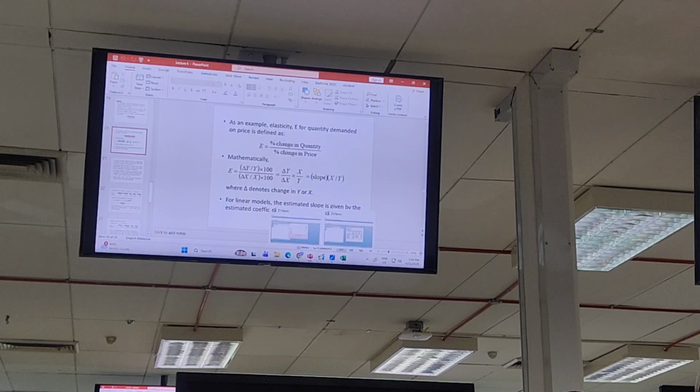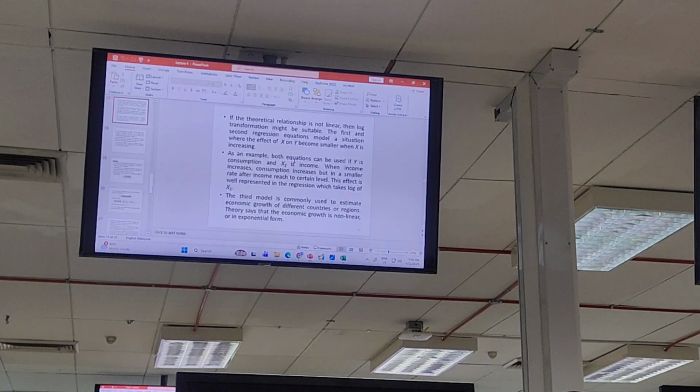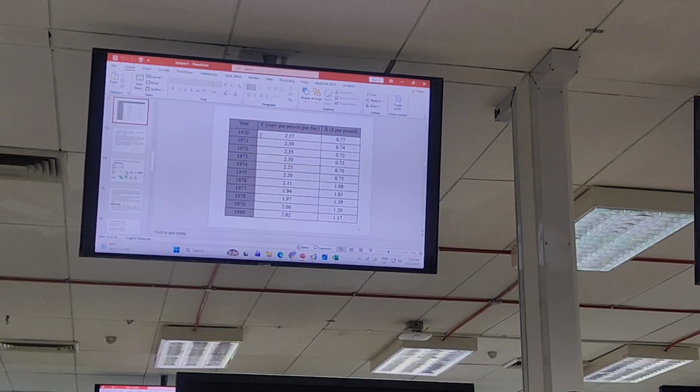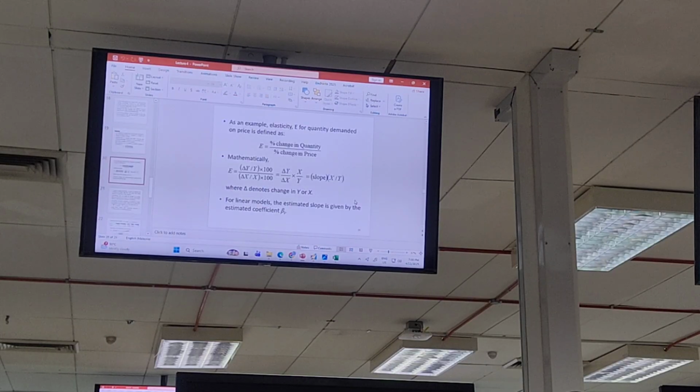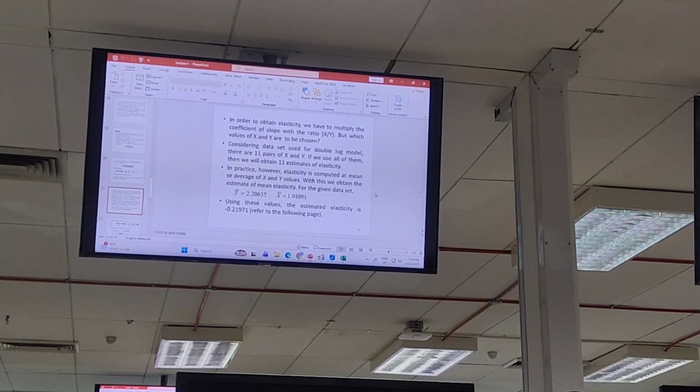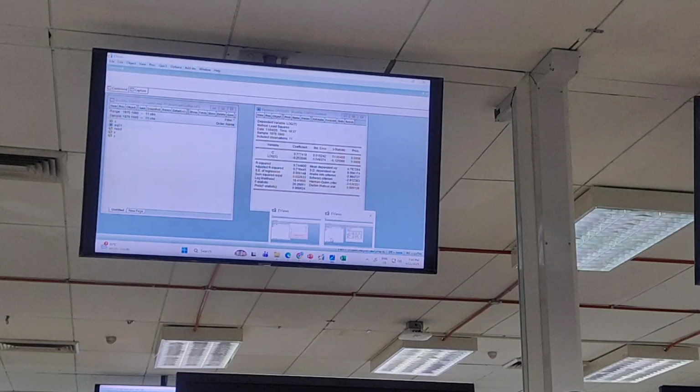Because we have our data, we have many combinations of x and y: one x and y, the second x and y, the third x and y, and so on. Considering the data set used for the Lovelock model, there are 11 pairs of x and y. If you use all of them, then you will have 11 different estimates of elasticity. In practice, however, elasticity is computed at the mean or average of x and y values. With this, we obtain the estimate of mean elasticity. So you take the average of x and the average of y.